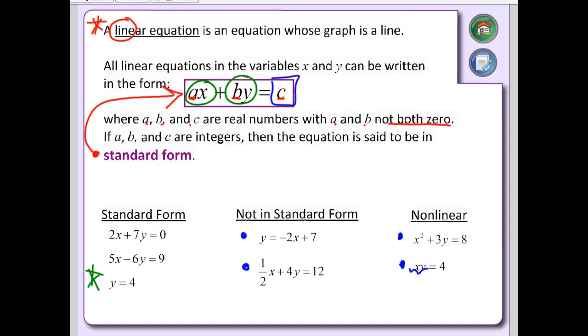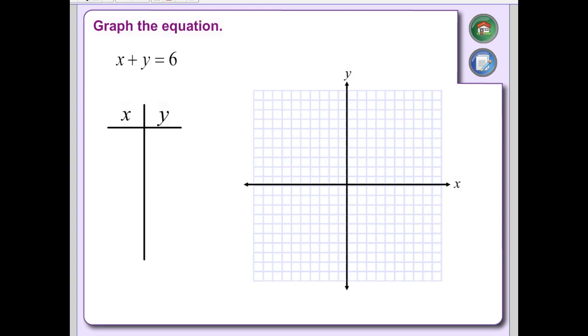So that's the first thing. You've got to be able to recognize if my equation is linear and that it's in standard form. And again, pretty easy as we go through. Now, here's what they want us to do. We're going to start the graphing battle. They want me to graph this equation.